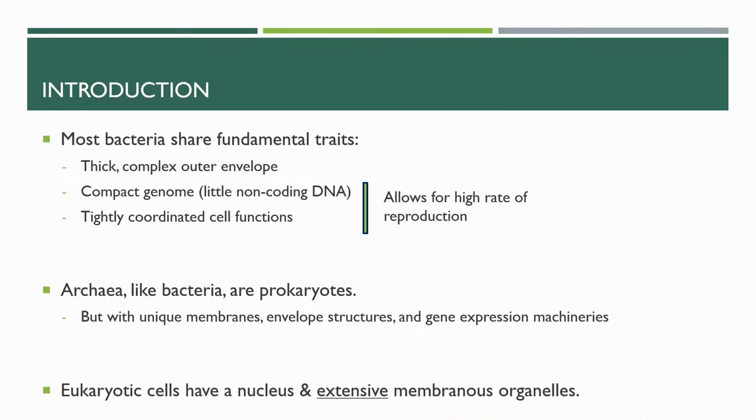So most bacteria share some fundamental traits. They have that thick outer envelope, they have a compact genome, and tightly coordinated cell functions, which allows bacteria to actually be able to replicate by binary fission and just basically make clones of itself over and over and over again quickly. So that's bacteria. They are prokaryotic. Archaea are also prokaryotes. But they have their own unique structures. Eukaryotes have a nucleus, which prokaryotes do not, and eukaryotes have extensive membranous organelles. This should be just a quick review.